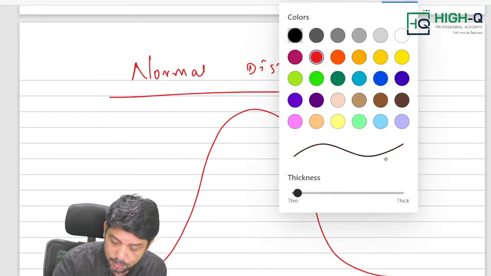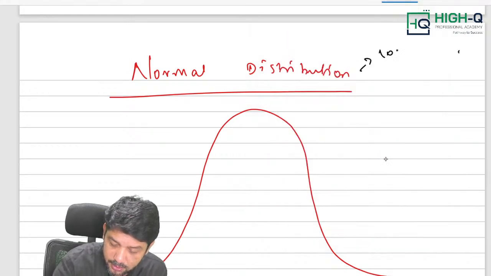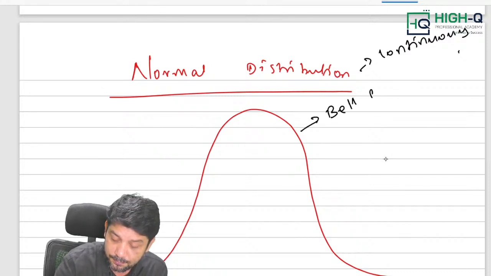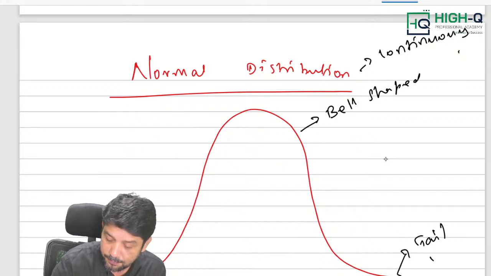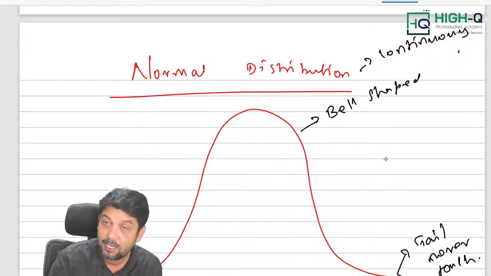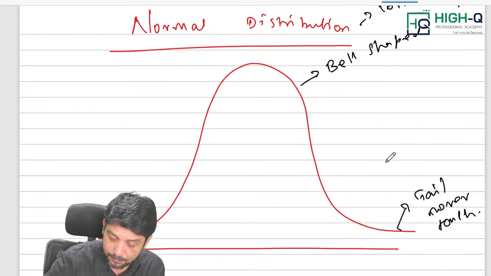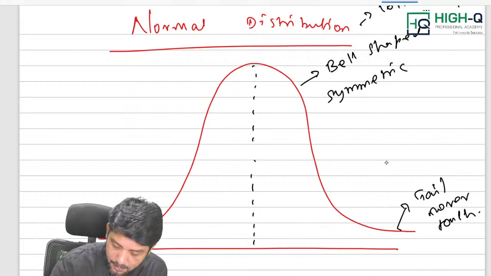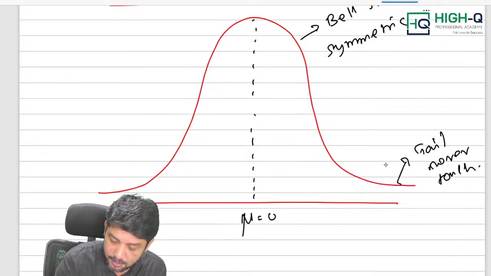Normal distribution is a continuous distribution. It's a bell-shaped curve, and the tails will never touch the axis. It is symmetric. So what is meant by symmetric? Here it's mean. It is between minus infinity to plus infinity.